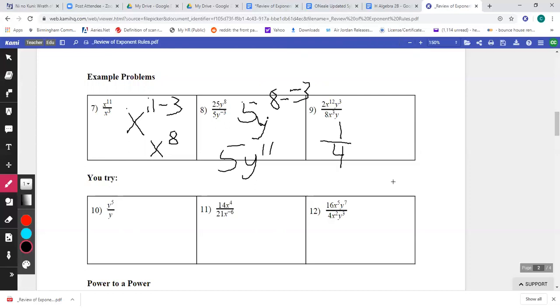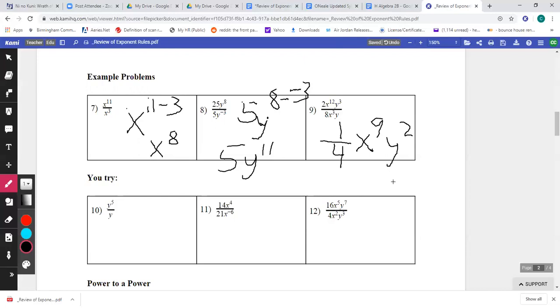And then x to the 12th over x to the 3rd, we subtract that. 12 minus 3 is 9. So this is x to the 9. And then y to the 3rd over y, I just subtract that. That's 3 minus 1, so y squared.